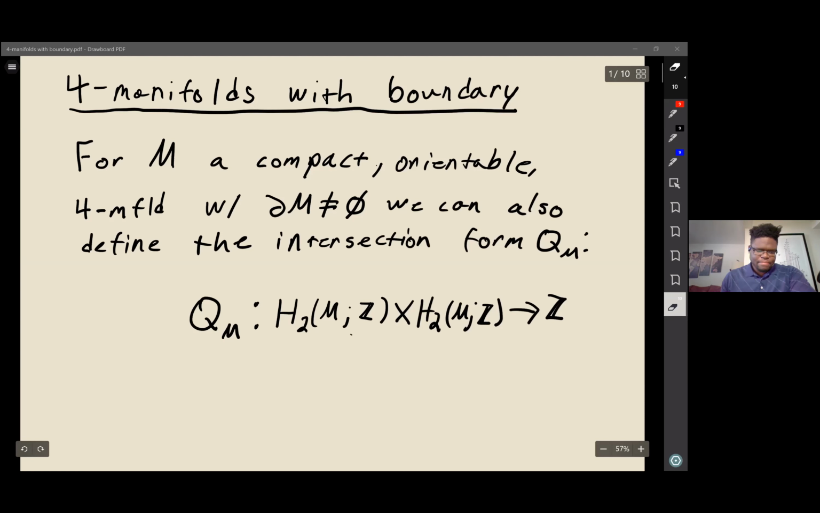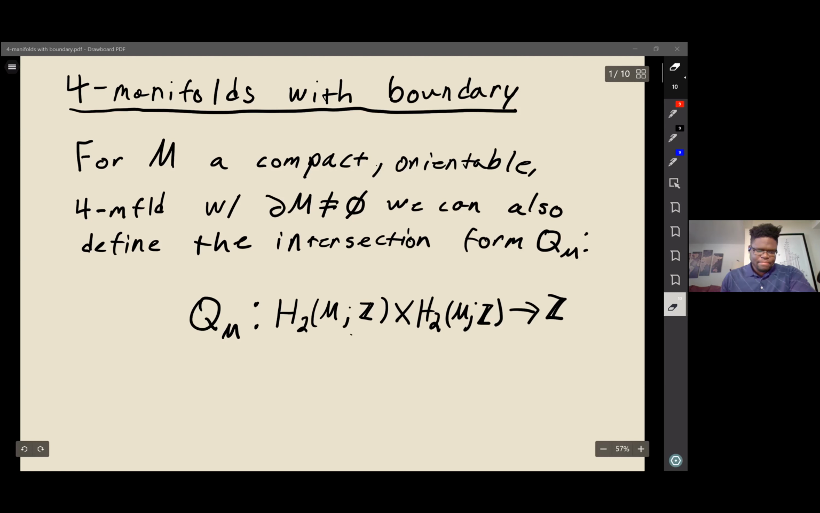So today, I'm going to talk about four manifolds with boundary. And yesterday, Jonathan told us about these algebraic objects we can associate to closed four manifolds called intersection forms. And the point of today's lecture is that we can define the same kind of object for four manifolds with boundary. So for M, a compact orientable four manifold with non-empty boundary, we can also define this intersection form from the second homology of the four manifold times itself to the integers.